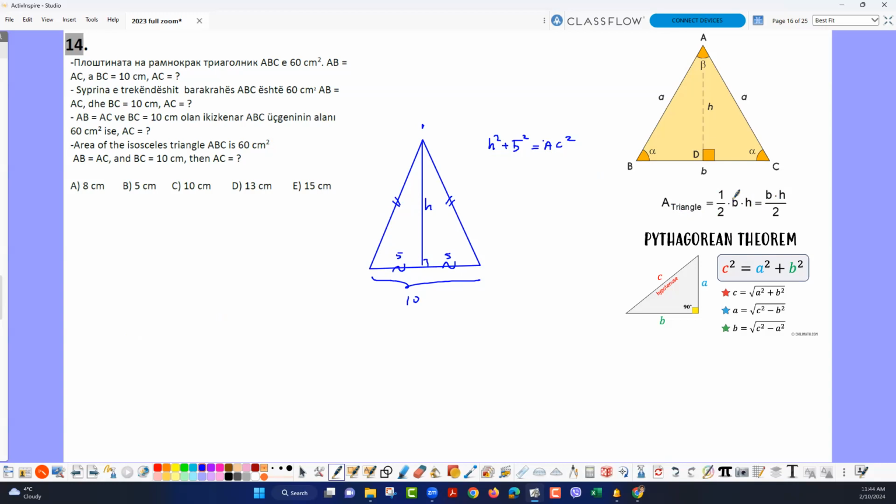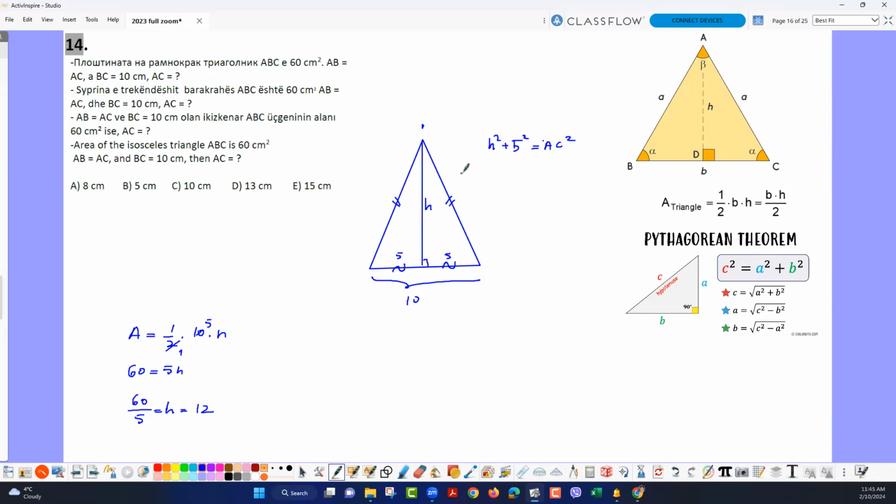Since the area of a triangle is 1 over 2 BH, A is equal to 1 over 2 times B, which is equal to 10, the base, times H, which we don't know. 60 is equal to 5H here. When you simplify this one, it's going to be 5H, and 60 divided by 5 is going to be equal to H, which is equal to 12.